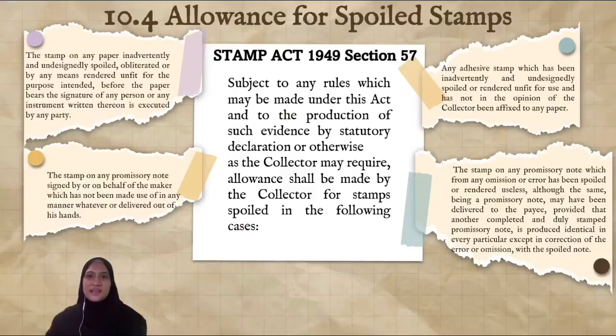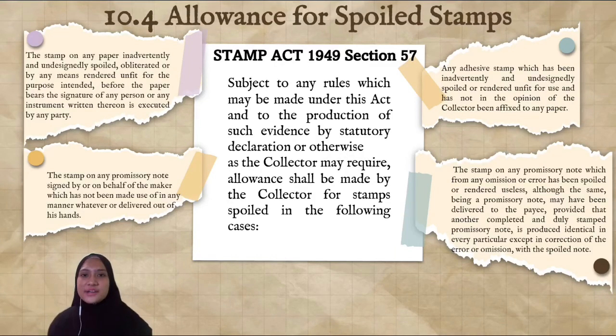As for the allowance for spoilt stamp, according to Section 57, it is subject to any rules which may be made under this Act and to the production of such evidence by statutory declaration or otherwise as the collector may require. Allowance shall be made by the collector for stamps spoilt in the following cases. Firstly, any paper whose stamp is accidentally and unintentionally spoiled, erased, or otherwise made unfit for its original purpose before it carries a signature or is executed by any party.